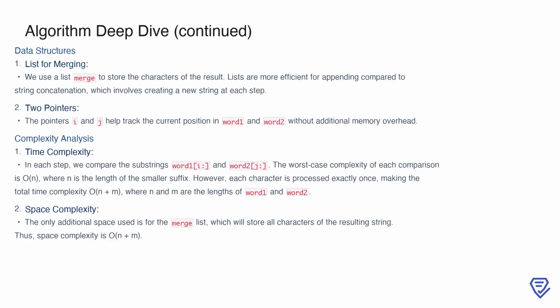Analyzing the complexity, the time complexity is O(n + m), where n and m are the lengths of word1 and word2. Each character is processed only once, and substring comparisons, while potentially O(n) in isolation, are efficient overall due to the greedy approach. The space complexity is also O(n + m), because the only additional memory used is for the merge list, which stores the final merged string.